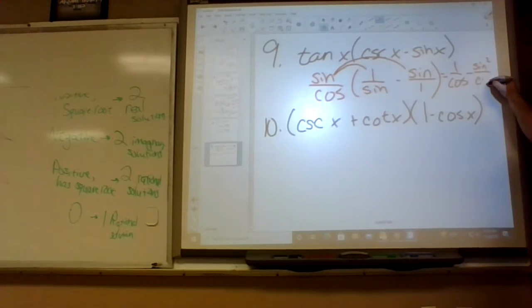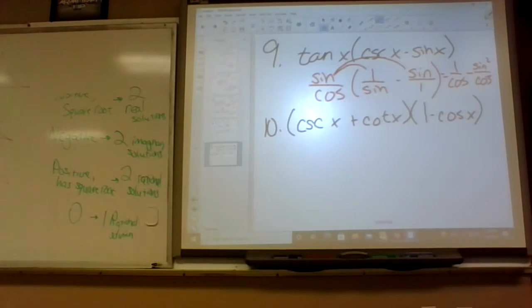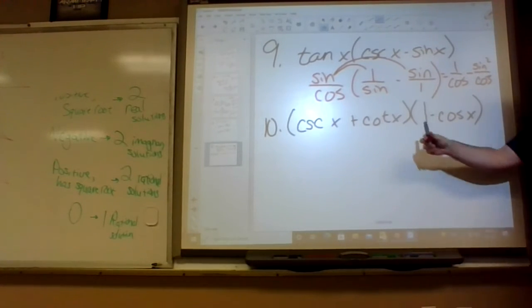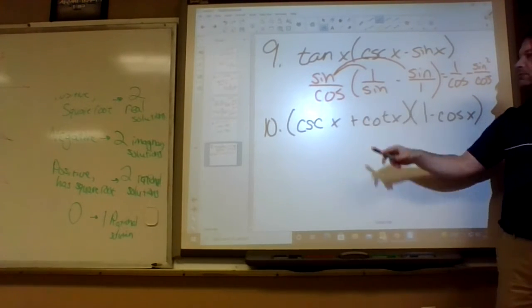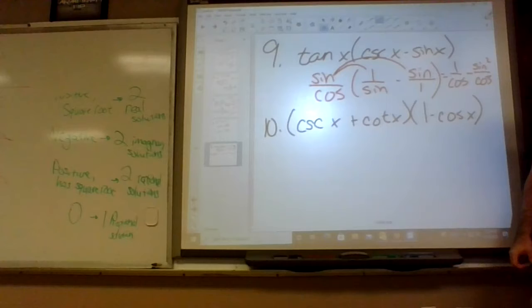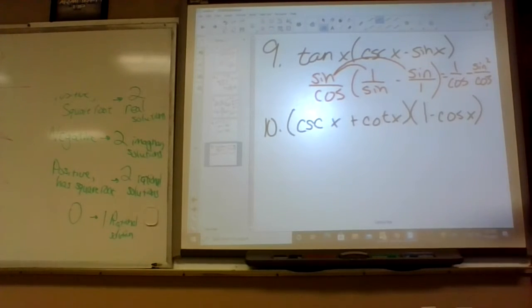Oh, that's how they cancel out. Wait, did you do sine times 1? No, because sine and sine cancel out. Oh. We got the answer. It's 1 minus sine squared over cosine. If sine and sine cancel out, why is that sine squared?